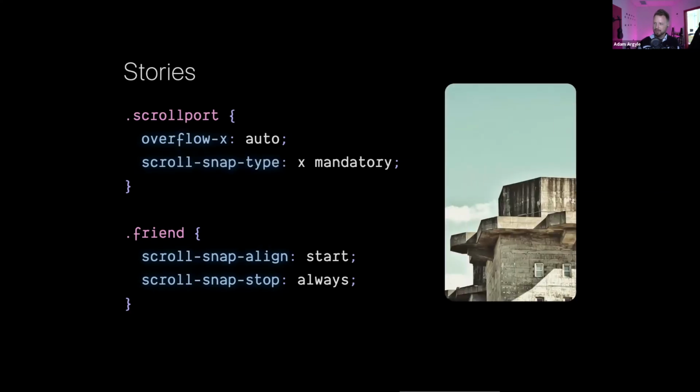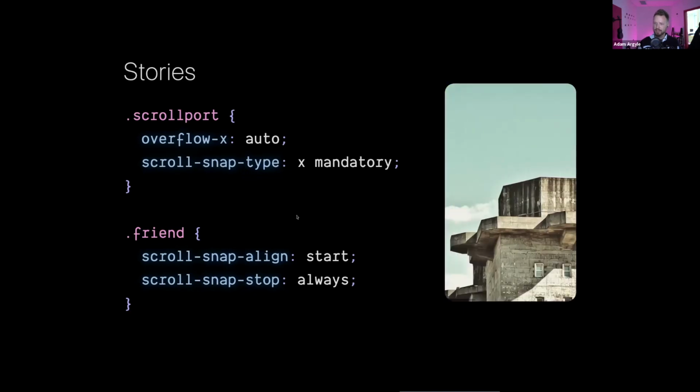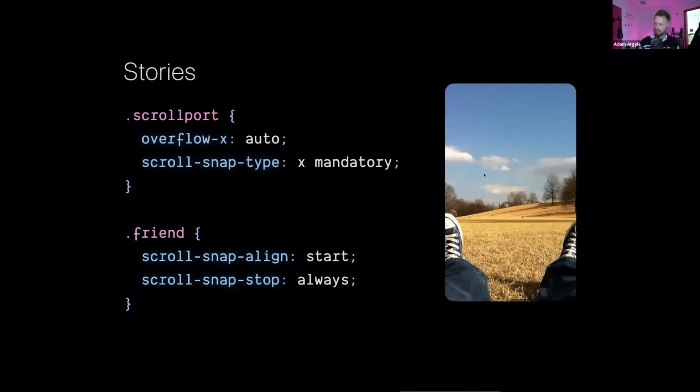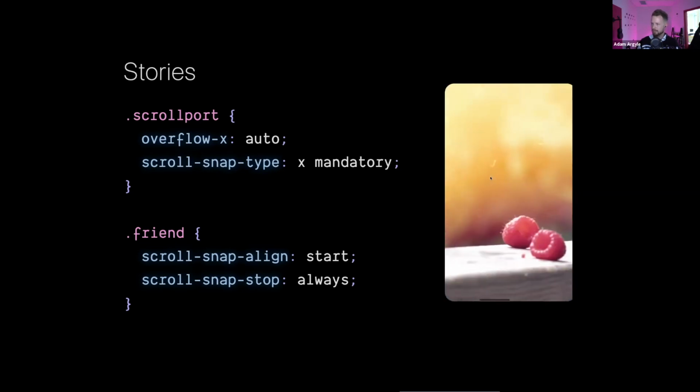We say scroll snap type X mandatory so that you have to land on a friend. You can't find yourself in between friends. And then each friend is going to have another set of scroll snap points. Oh, I guess each friend is just snap to start and snap stop always so that you can't bypass all your friends. Like, if I flick hard, it's like kind of going there. Go back, and go back to the beginning.